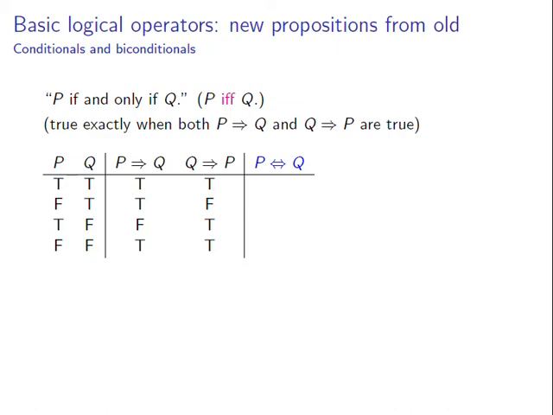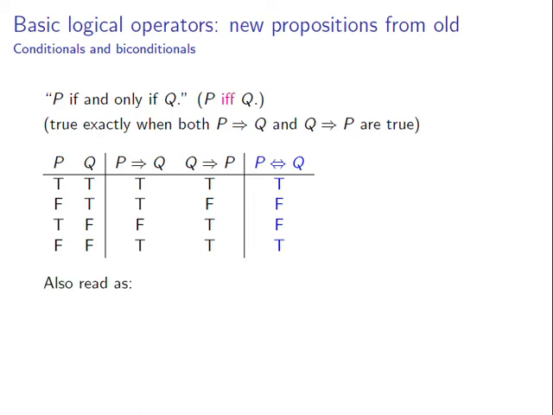So the biconditional P if and only if Q is true exactly when either both P and Q are true or both P and Q are false. That is, the biconditional is true exactly when P and Q have the same truth value. The biconditional is false exactly when P and Q have different truth values.